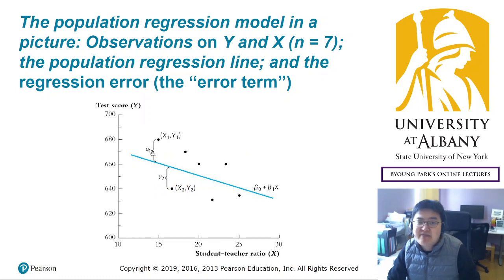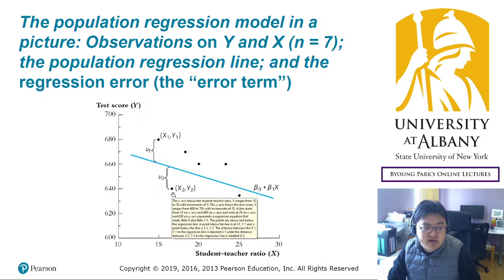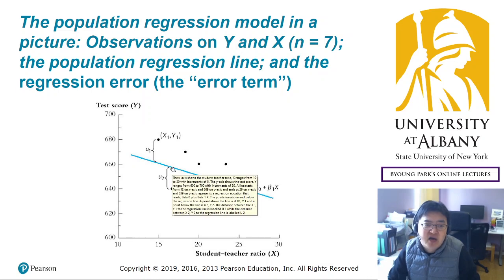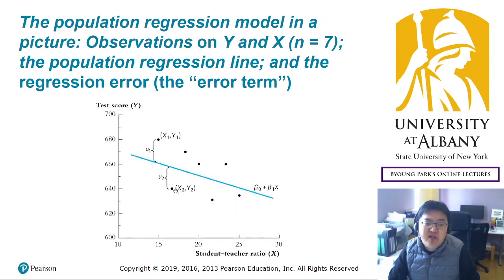So a positive error happens. But the second school has this much student-teacher ratio, then this school should have performed at this level. However, it's below our expectation for some unknown reason due to the error term. So the deviation can be understood as the error terms.